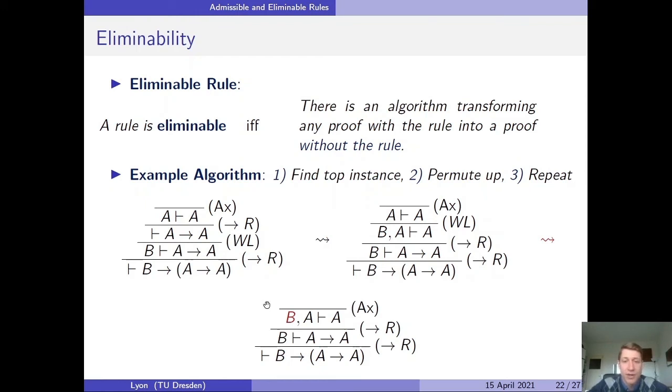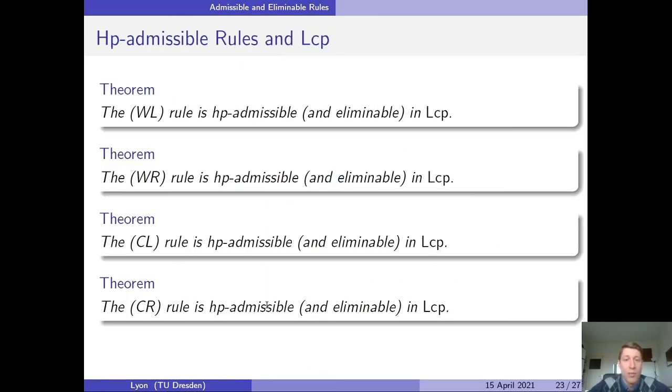So this shows that the weakening left rule, at least in this case, is eliminable, but it turns out to be eliminable in general. So here are 4 theorems which are true of our sequent calculus LCp. We know that the weakening left, weakening right, contraction left, and contraction right rules are all height-preserving admissible. And also something which is nice is that from the method of proof that we use to show that these rules are Hp-admissible, you can extract an algorithm which shows how, given a derivation which uses one of these rules, to delete these rules from that derivation. And essentially it's that algorithm that I showed on the last slide.